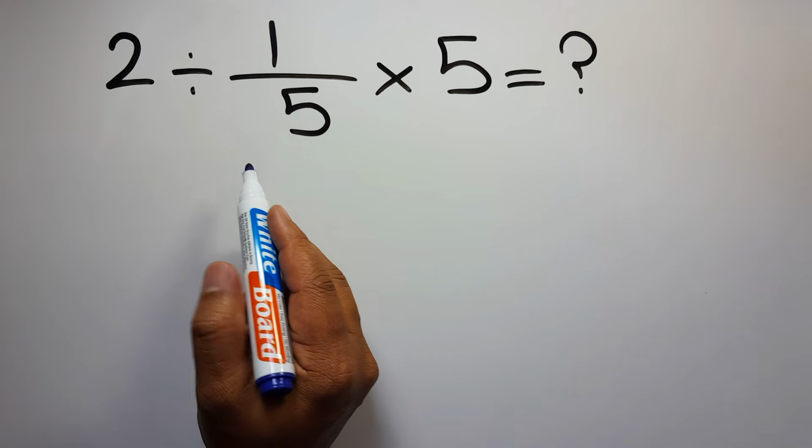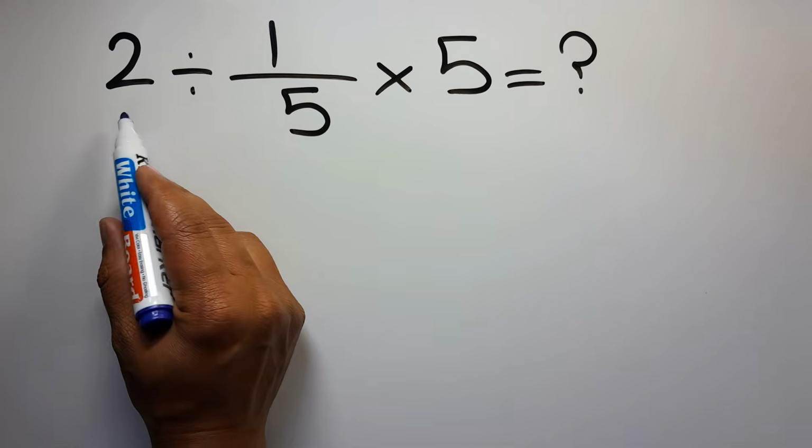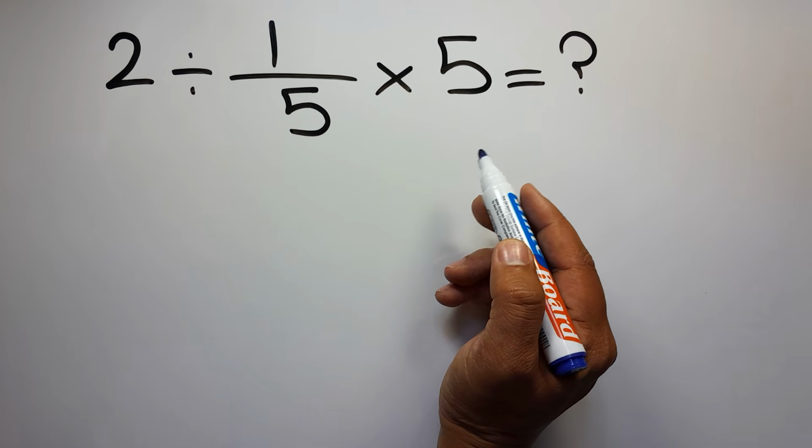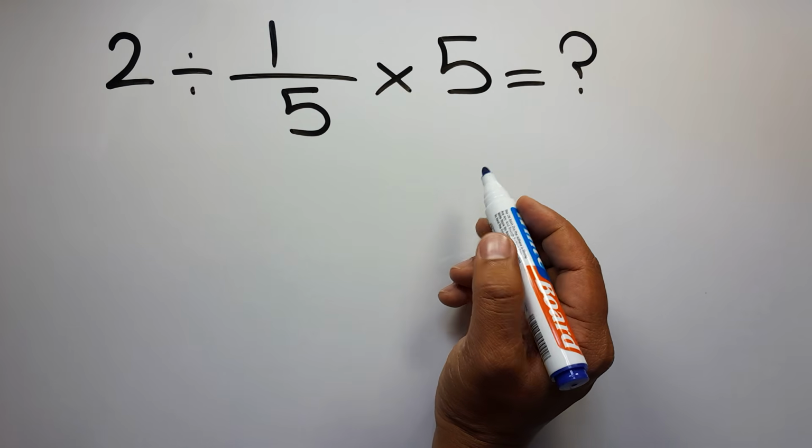In this video, we want to find the value of this expression: 2 divided by 1 over 5 times 5. Are you ready to solve? Let's go and get started.